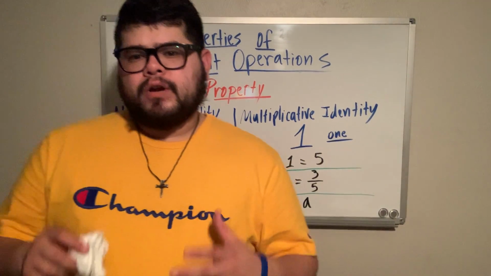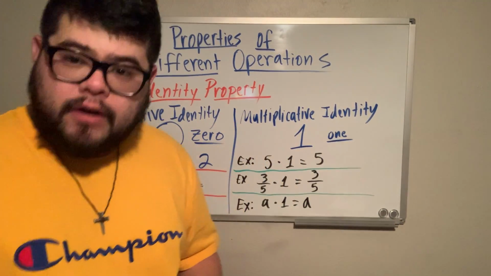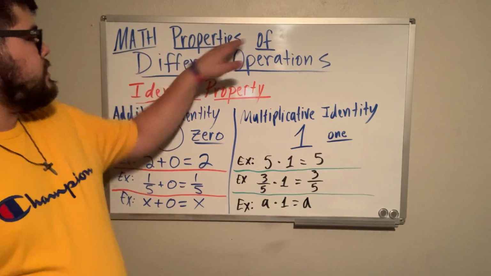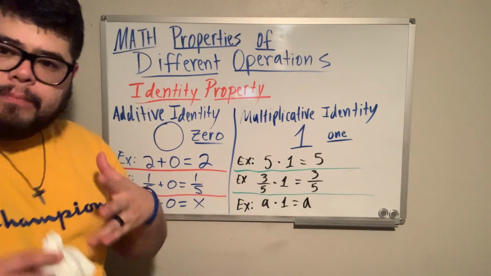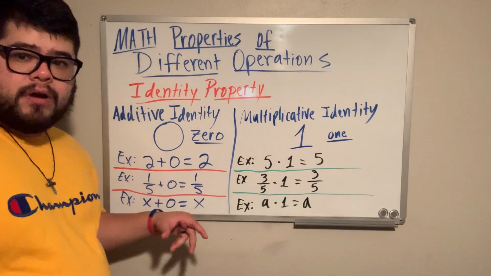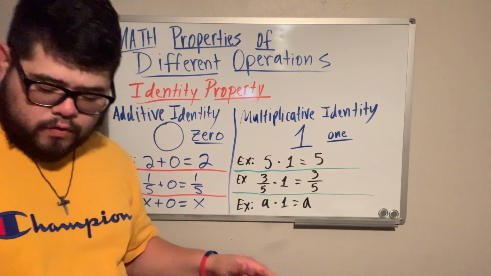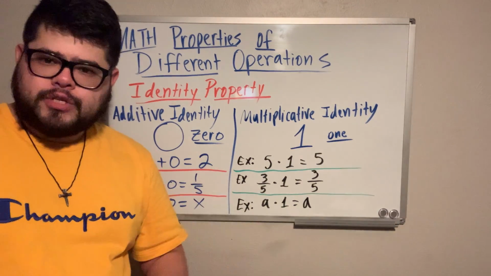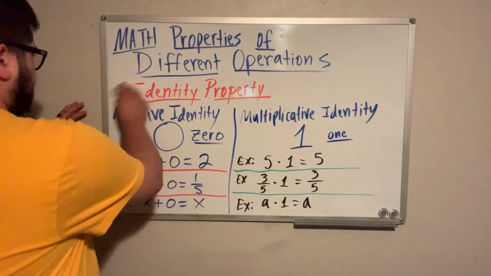Hey class, we're going to go ahead and start part 4 of the math properties of different operations. Okay, we're in properties. It's all about the properties, right? So we just wrapped up identity properties, right? For part 3, we're going to go ahead and move on to part 4, inverse properties. Okay, I'm going to go ahead and erase this.